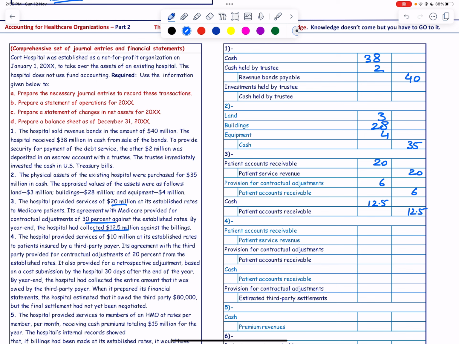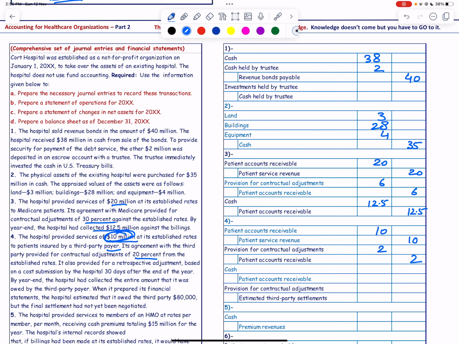The hospital provided services of 10 million at its established rates to patients covered by a third party. So once again, patient accounts receivable is debited by 10 million, and patient service revenue is credited by 10 million. Then its agreement with the third party provides for contractual adjustment of 20%. So 20% of 10 million will be 2 million. So provisions for contractual adjustment are debited by 2 million, and patient accounts receivable is credited by 2 million.